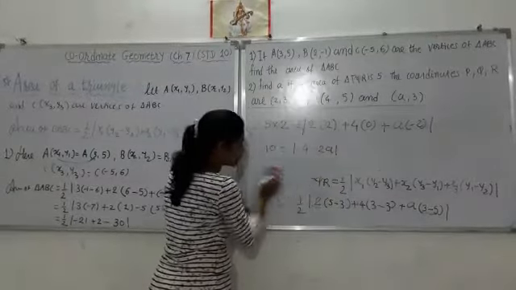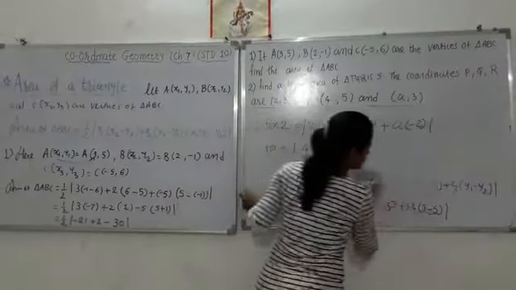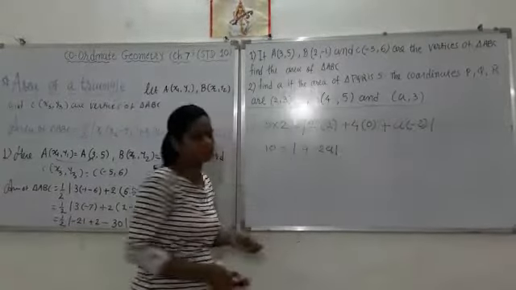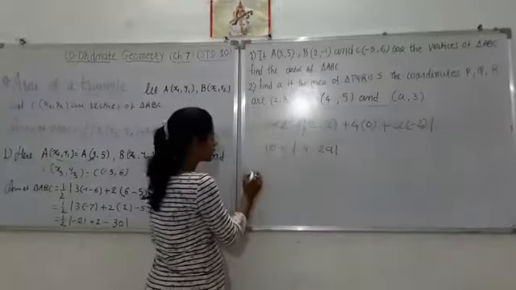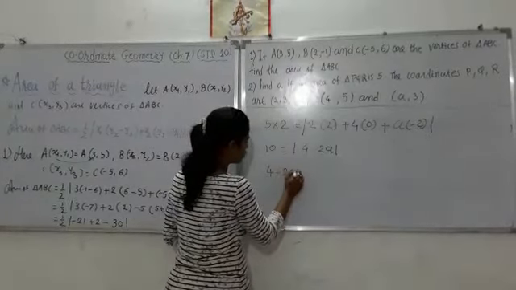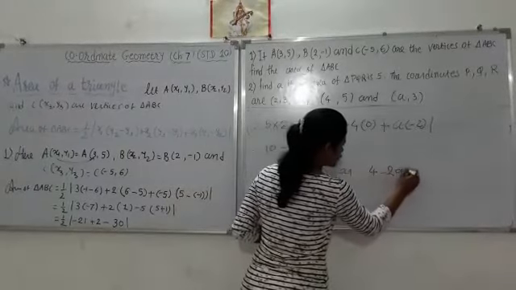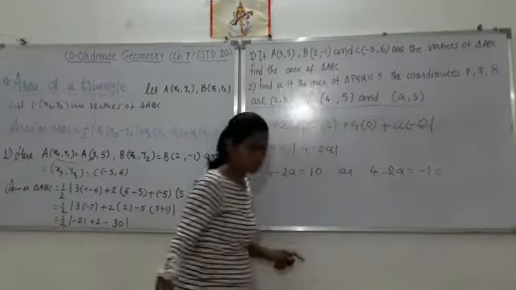Now if you remove this absolute sign, its value is plus or minus, because plus absolute is also plus and minus absolute is also plus. So you can write 4 minus 2a is equal to 10 or 4 minus 2a is equal to minus 10.